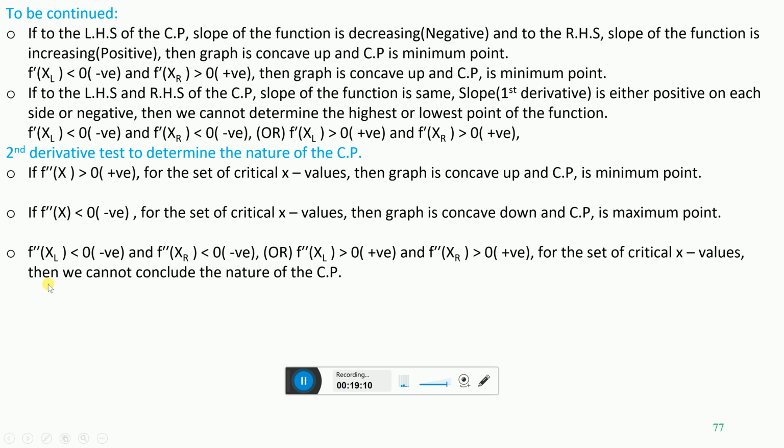The correct one is this: if the second derivative of the function for the set of x value is equal to 0, then we cannot conclude the nature of the function, the nature of the point. We cannot say that this is a highest point or a lowest point. What to do? How to define? We can use the first derivative test.